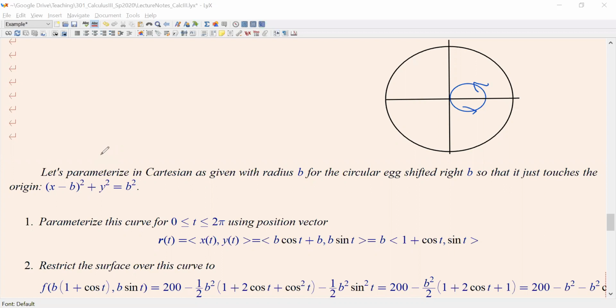So that is my curve C. Okay, so if I parameterize in Cartesian, I think of this point as being b. That point is 2b. I have a circle of radius b. For my egg, I want to find out how big of an egg I need to get this average value.